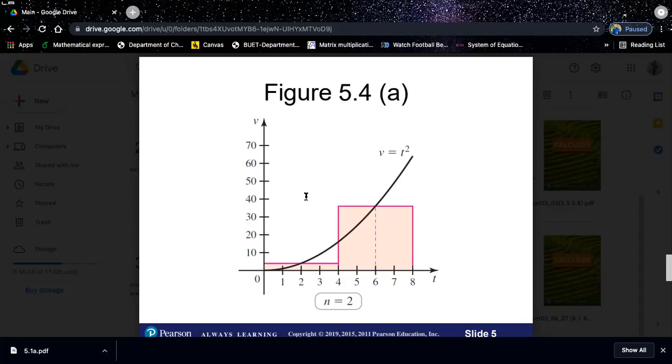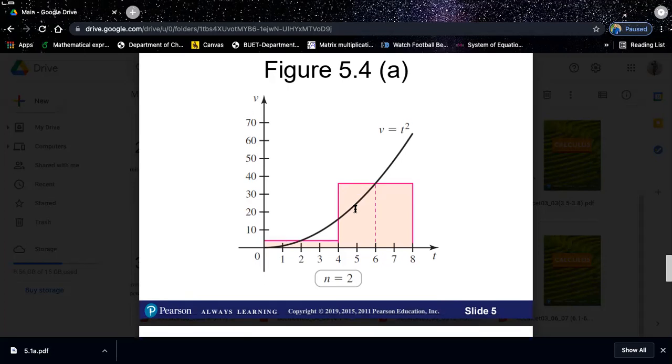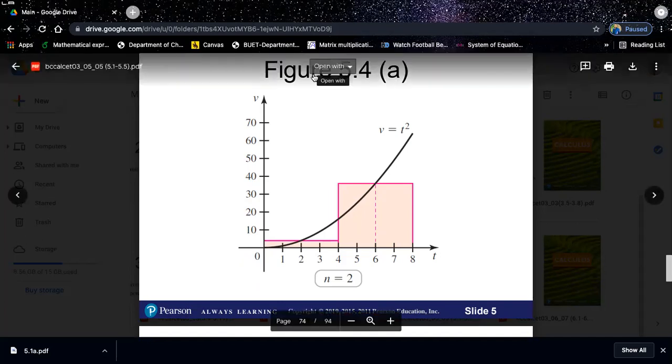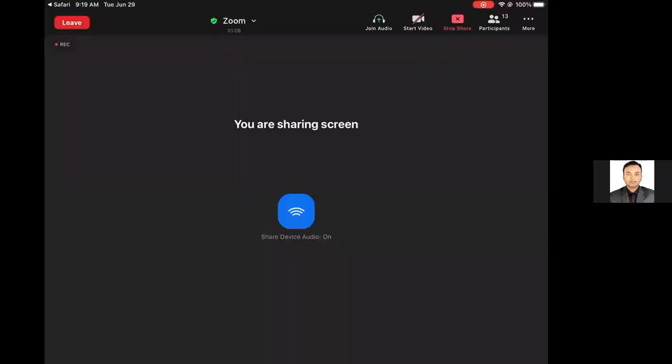Okay, so now what's the method? What's the methodology here? What should we do here? So for that, I want you to have this slide open in front of you, and I'll show you the calculation. Okay, let me do that for you. Just give me a second. Let me start sharing the screen of my iPad. There you go.